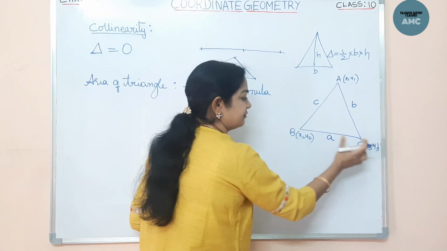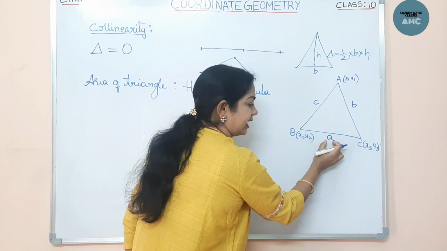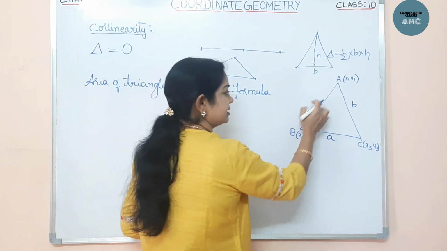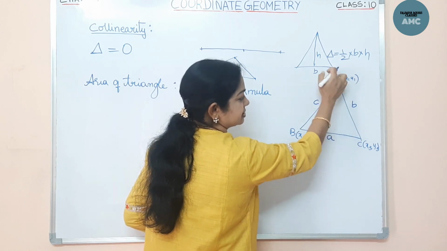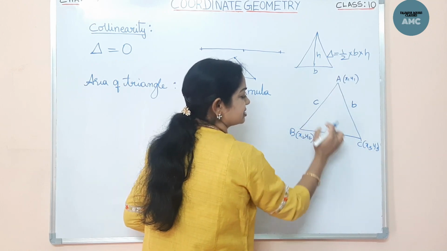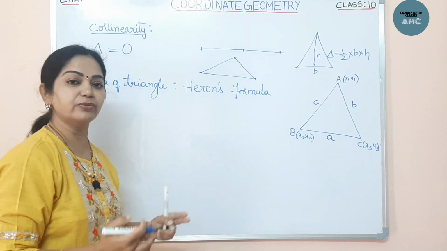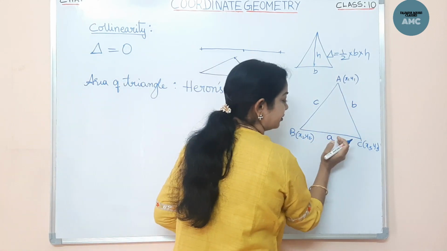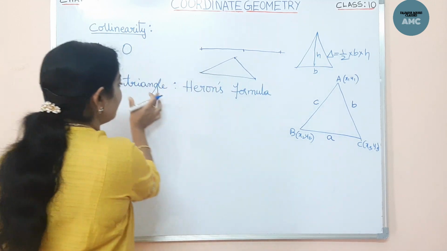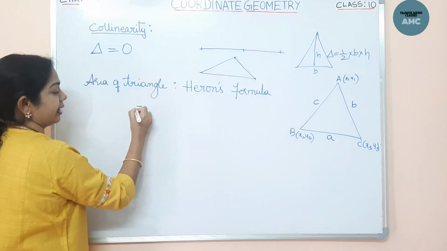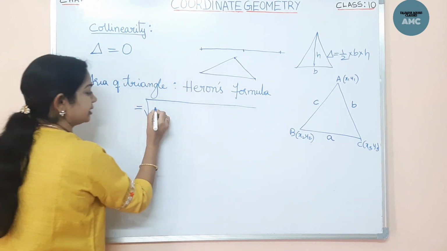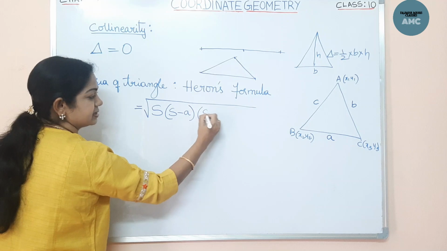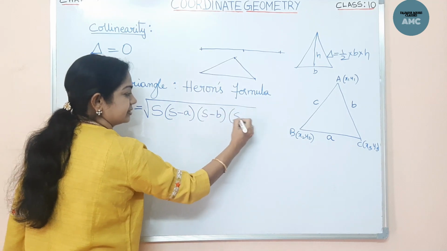Distance between B and C. We know the distance formula. We can find this a. a is the distance between B and C, c is the distance between A and B, and b is the distance between A and C. So these distances we can easily find. When we know the sides, the area of a triangle is given by Heron as under root S into S minus a, S minus b and S minus c.